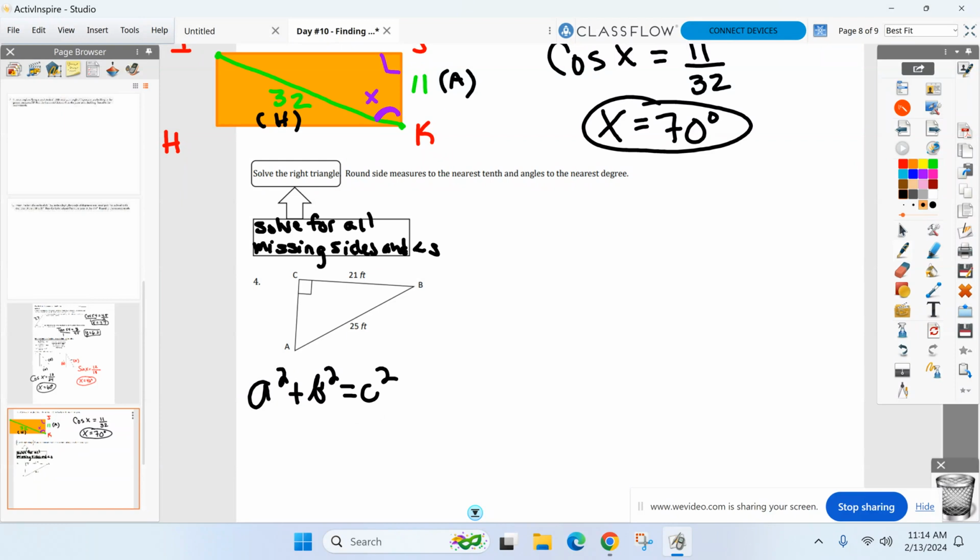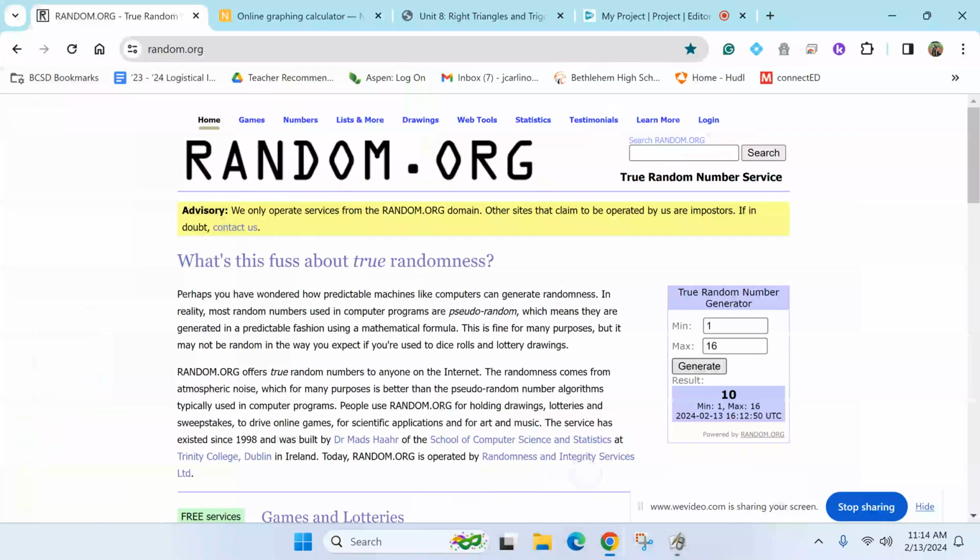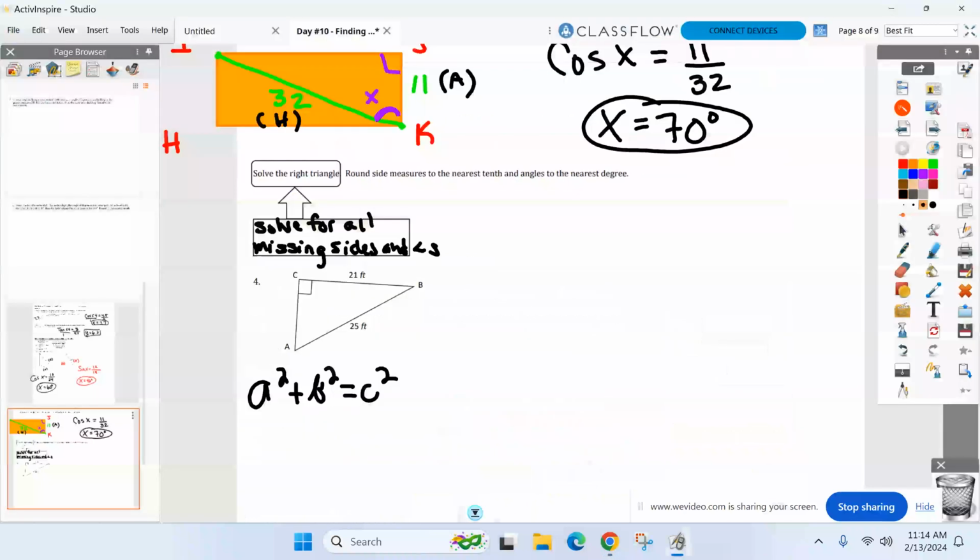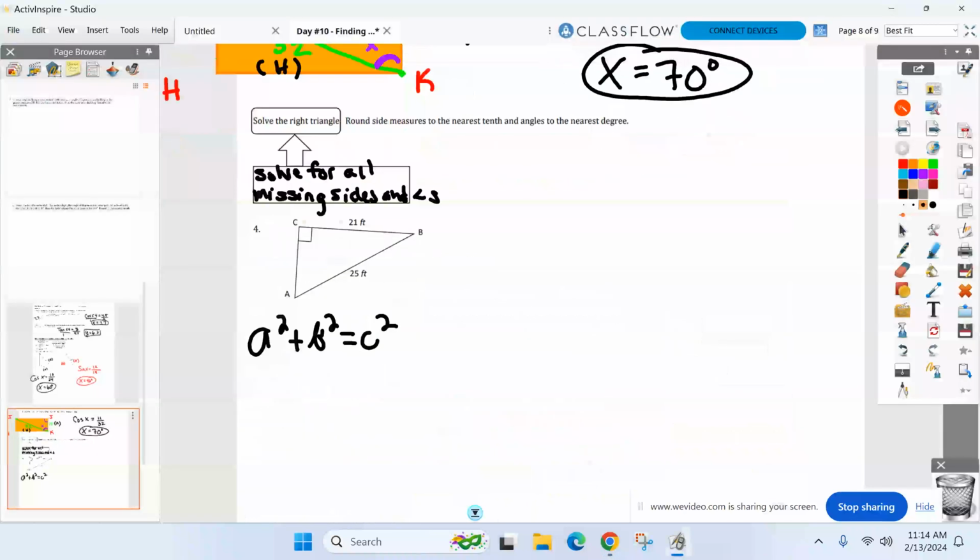Little help though. 25 and 21. Where do you want me to plug that in for? Cool. Aiden, on fire today, boss. How about 25? Where's that going? C. Yes. And how about the 21? A or B. Love the vocab. It doesn't matter what letter we use.